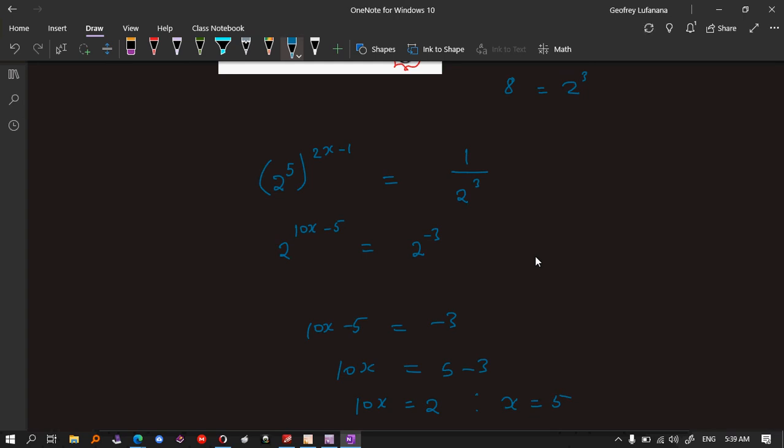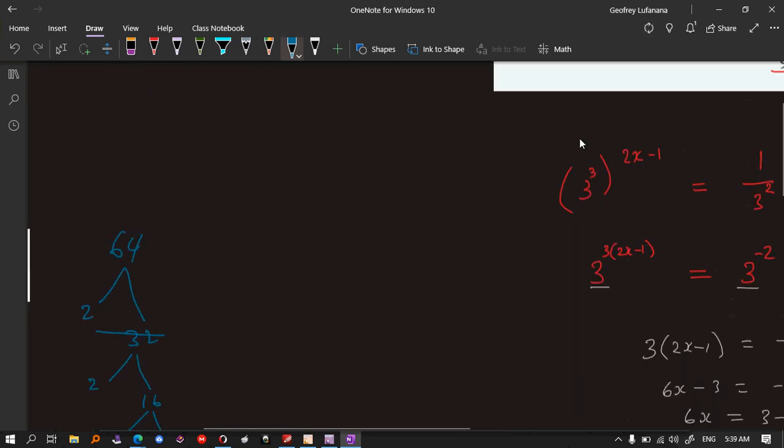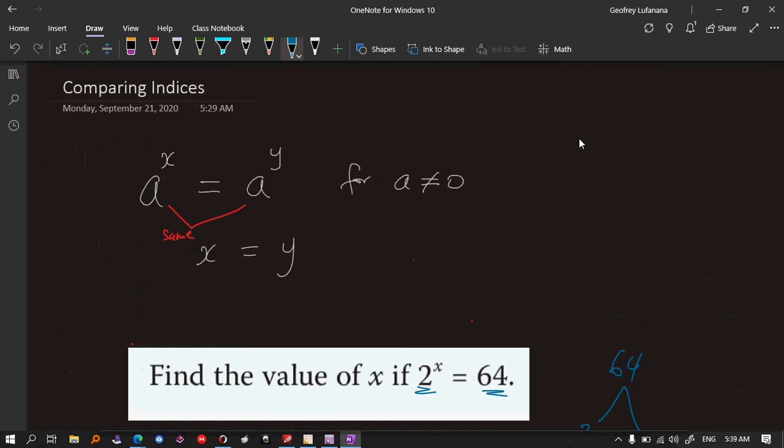So how did I solve this again? You need to write your numbers to have the same base, because when comparing indices, when the bases are the same, the indices or the powers are equal.